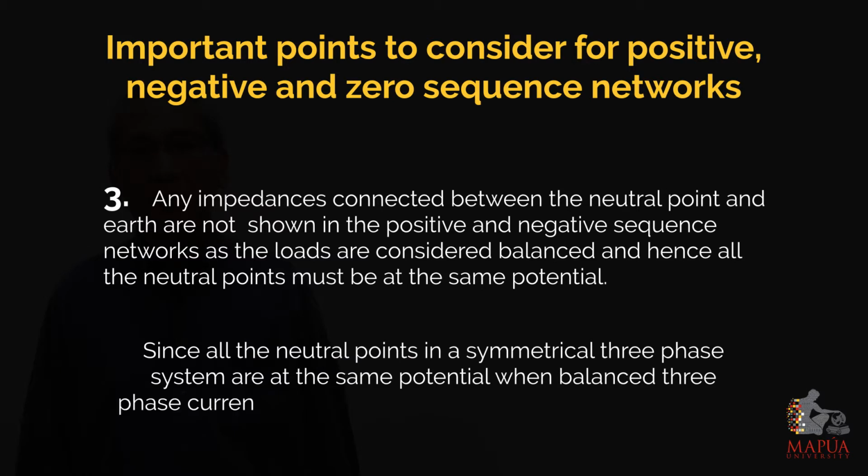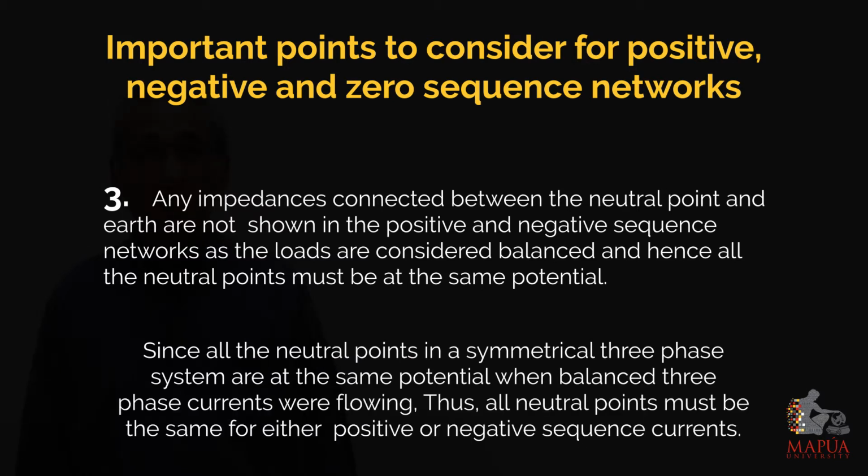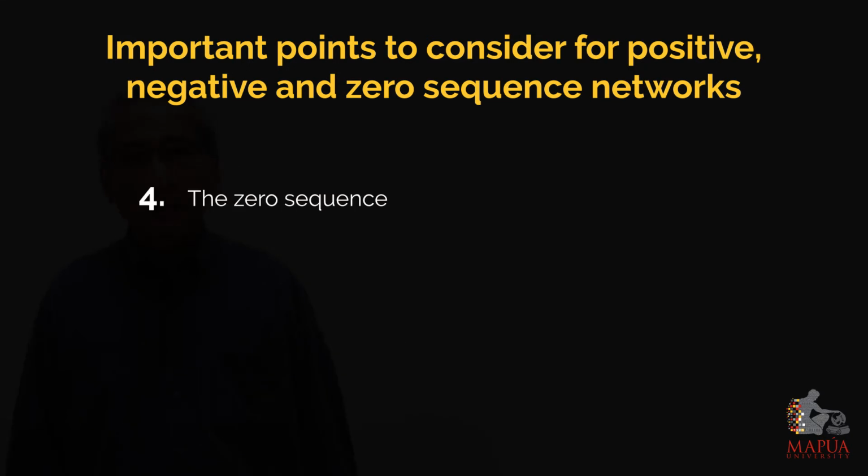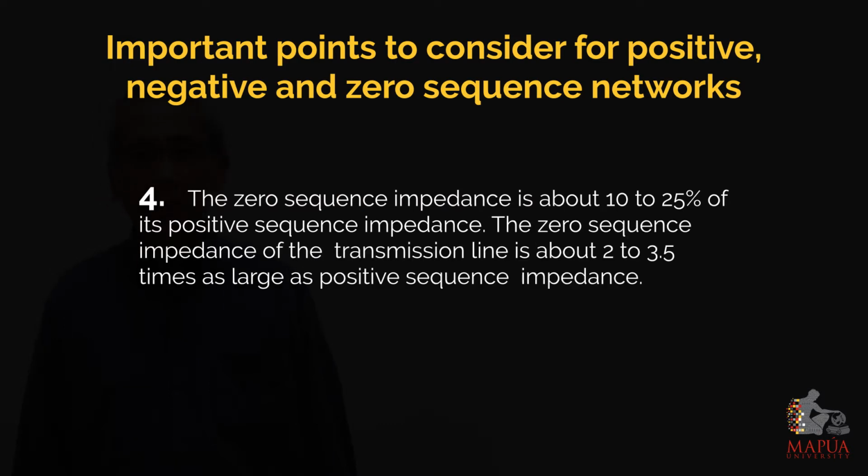Since all the neutral points in a symmetrical three-phase system are at the same potential when balanced three-phase currents are flowing, all neutral points must be the same for either positive or negative sequence currents. Fourth, the zero sequence impedance of a generator is about 10 to 25% of its positive sequence impedance. The zero sequence impedance of the transmission line is about 2 to 3.5 times as large as the positive sequence impedance.